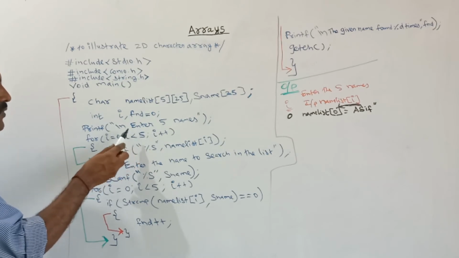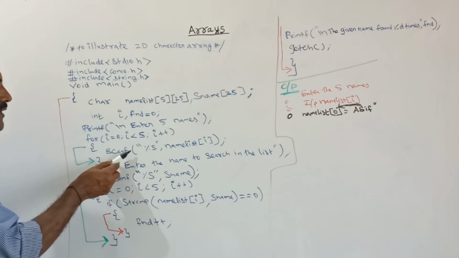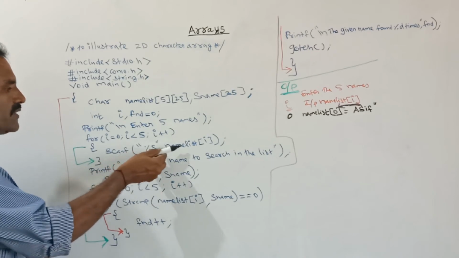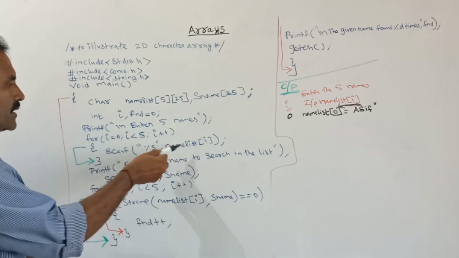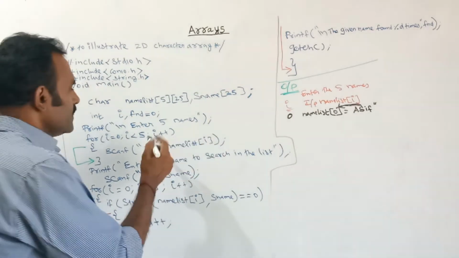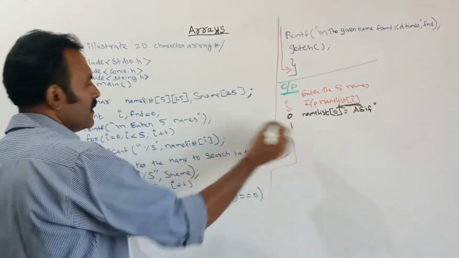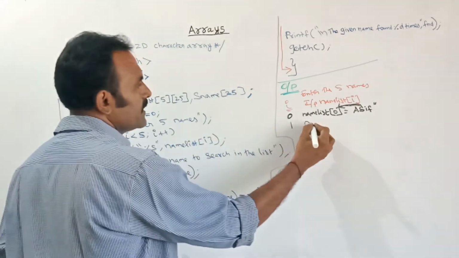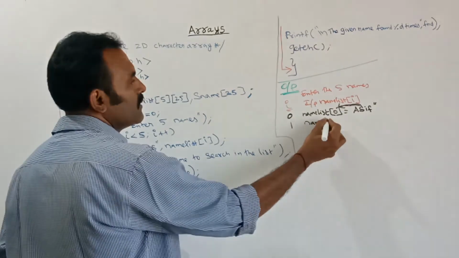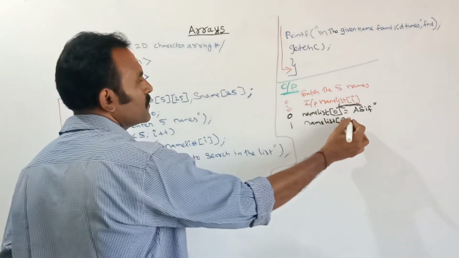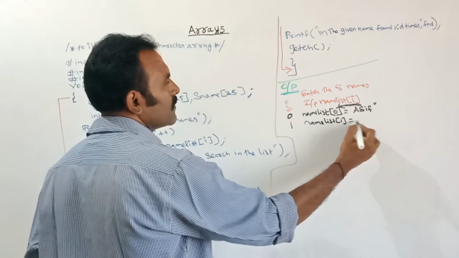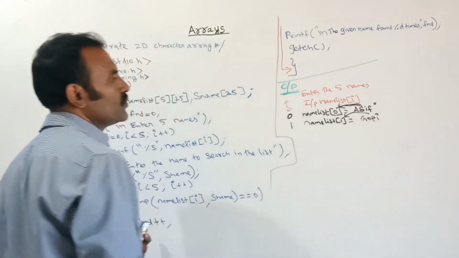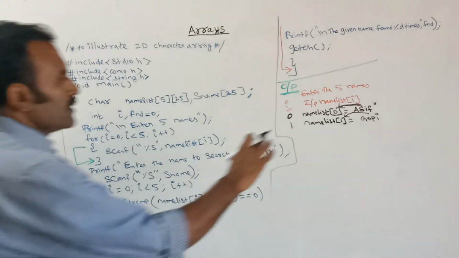This condition is true. Once it is true, it goes inside the for loop again and gets the input with the help of the scanf function. It gets the input to the variable name list of ith position, that is the first position. Next, the i value is incremented to 1, the condition is checked, and it goes inside. Suppose you are giving Gopi, then this name Gopi is stored to the name list of first position.